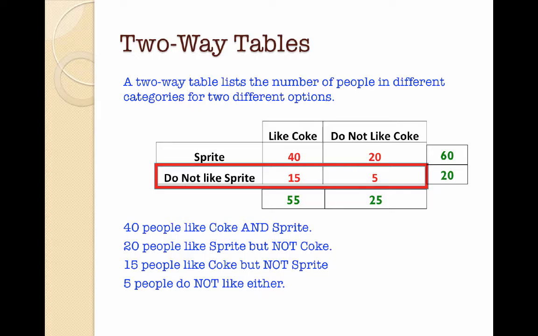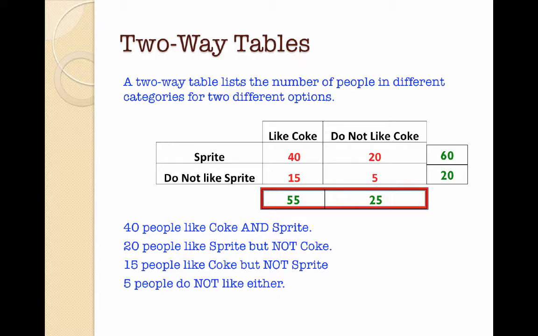Now the final question, how many people were asked this survey? Well, it's all of these numbers added together. So I could add them all together, or I could add down the rows down the bottom or the columns at the side. But regardless, the number of people that was surveyed is 80.